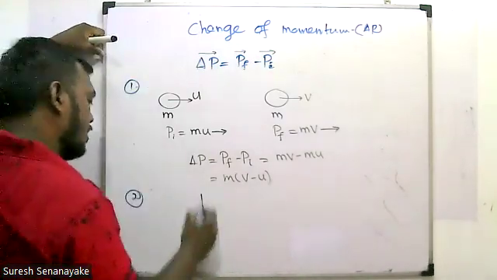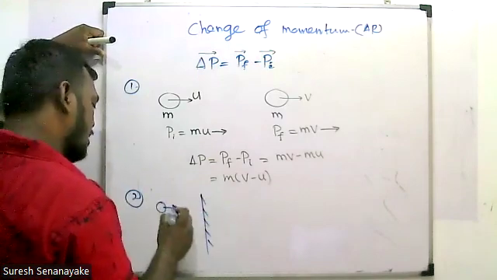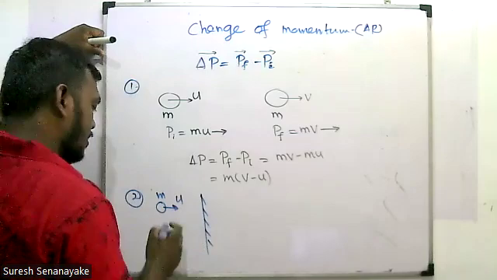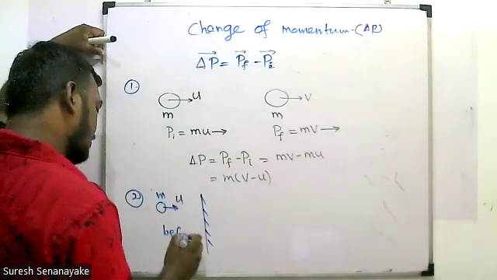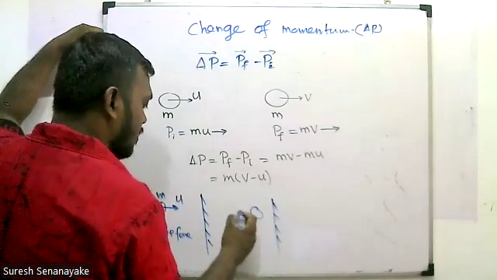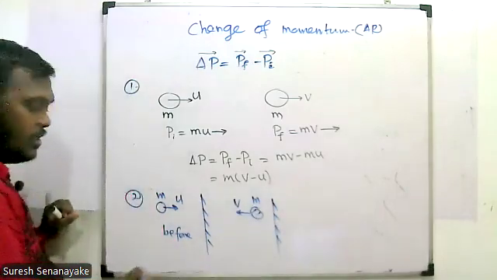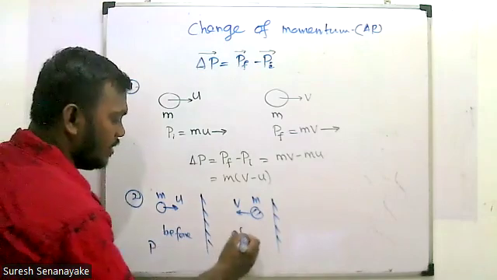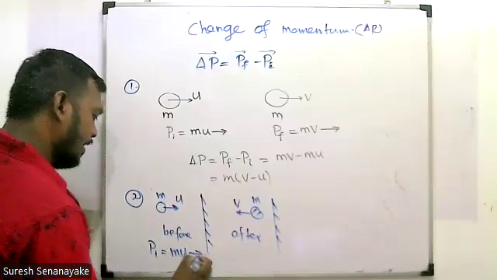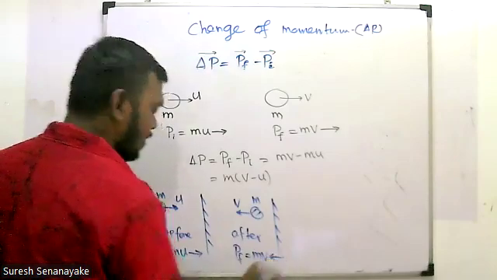The second case I'm considering: let's say there's a wall, and the body is moving with velocity u towards the wall. This is before the collision. Then after the collision, the ball rebounds with a different velocity in the opposite direction. That's rebounding, right? So in this case, the initial momentum is mu, rightward, and the final momentum is mv, leftward.